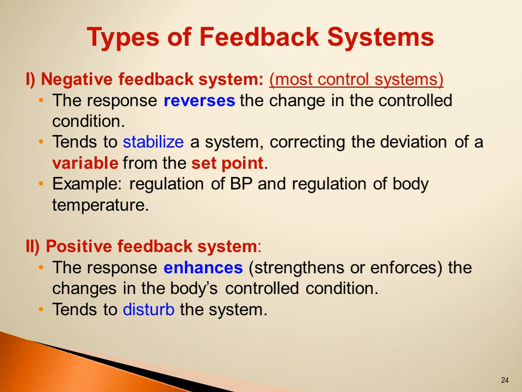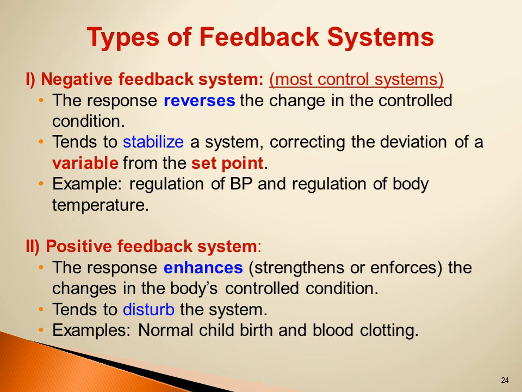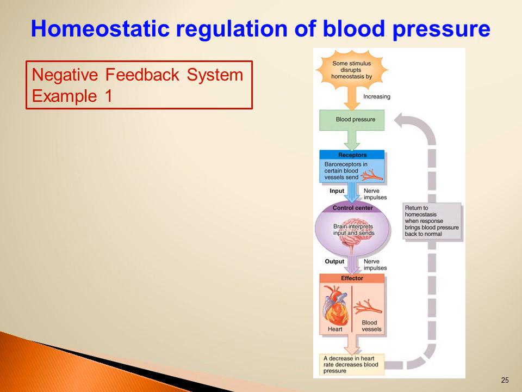Examples of negative feedback systems are the regulation of blood pressure, regulation of body temperature, regulation of blood glucose, and tens of examples that you will encounter in the different organ systems that you will study in this module. Examples of positive feedback systems are normal childbirth and the process of blood clotting, or hemostasis.